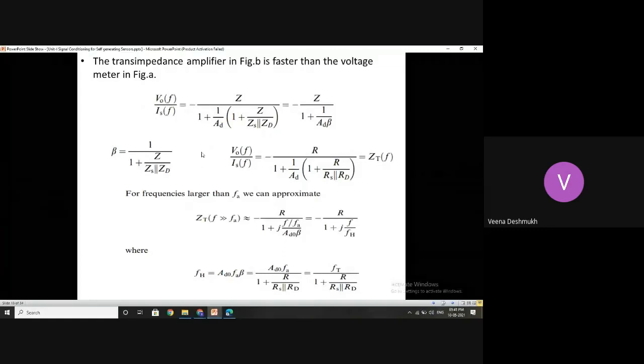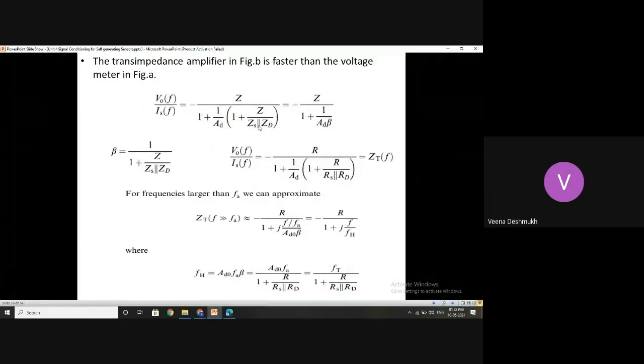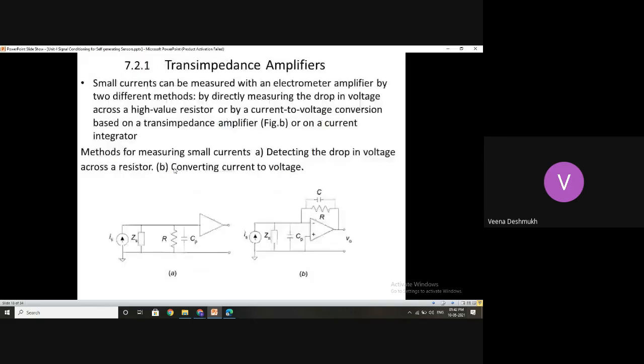Now we all know in feedback amplifiers, whatever is the open loop impedance gets divided by 1 plus AD into beta. What is this AD? AD is the difference gain of the amplifier and beta is the feedback factor. Now this beta depends upon all the impedances which you have connected using ZS, CP, and different resistor networks. So here you can see this is dependent on ZS, CP, R and C.